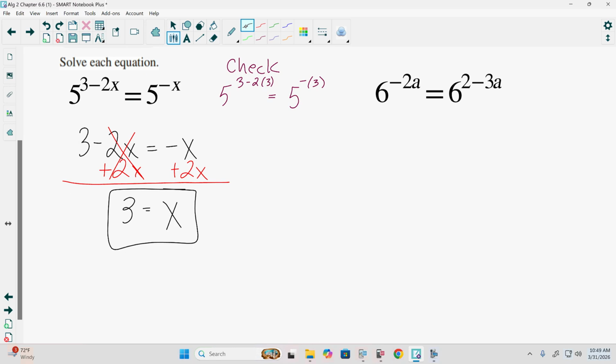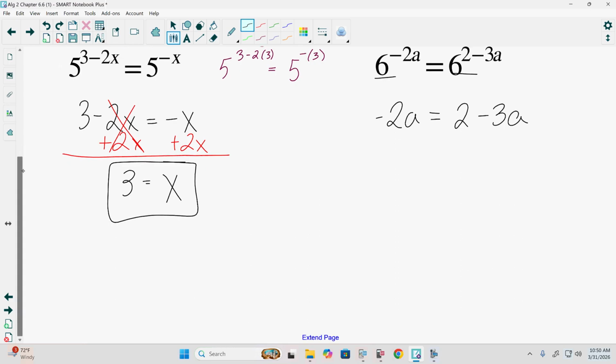If we look at the second one, we have 6 to the negative 2a is equal to 6 to the 2 minus 3a. Are the bases the same? Yeah, they're both 6, aren't they? And the only way I can have these two be equal with the base of 6 is if their exponents are equal: negative 2a is equal to 2 minus 3a. Then what can we do first?